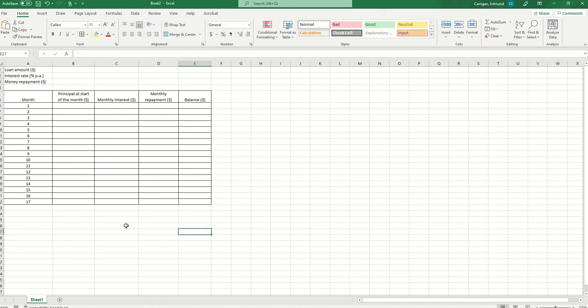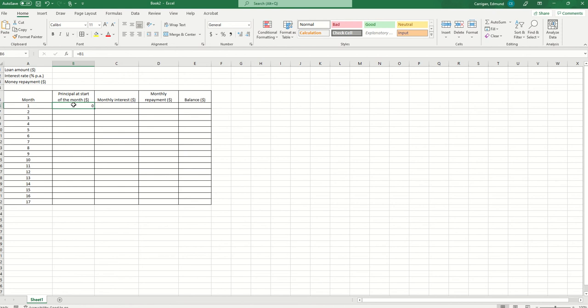Okay, so our principal, now let's put in some money, our loan amount. That is our principal at the start of the month. At the start of month 1, it's going to be equal to our loan amount. So we're going to put our loan amount in there. I'm just going to click on it for a moment. It's brought the 0 over, but it's got equals B1.